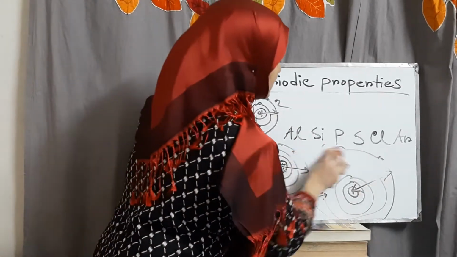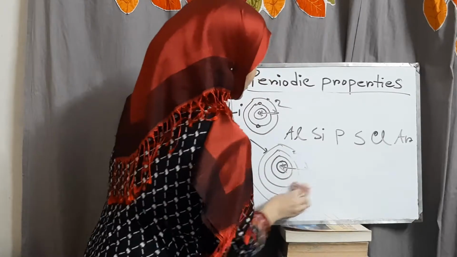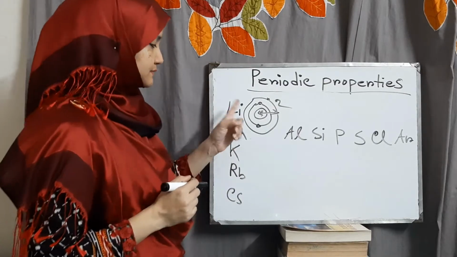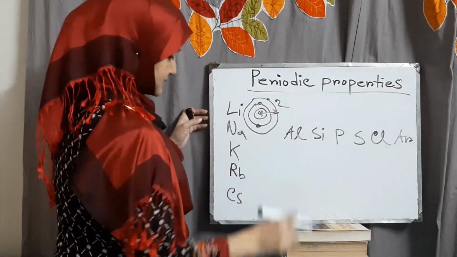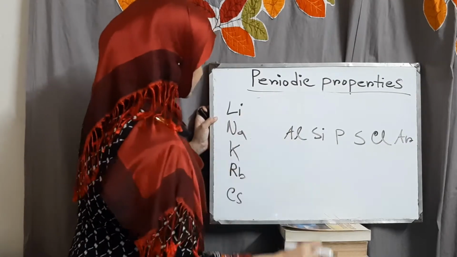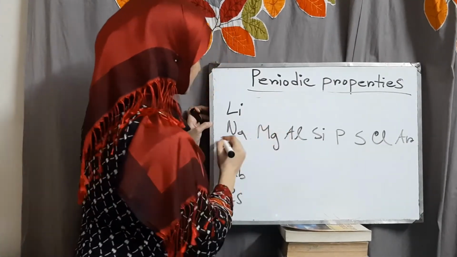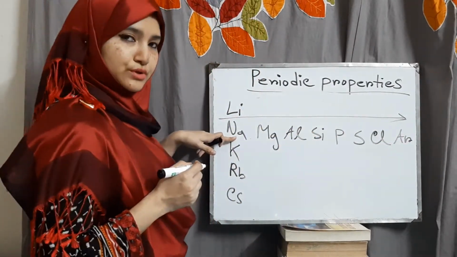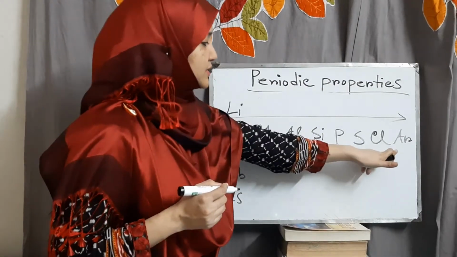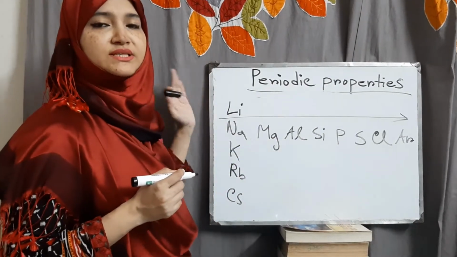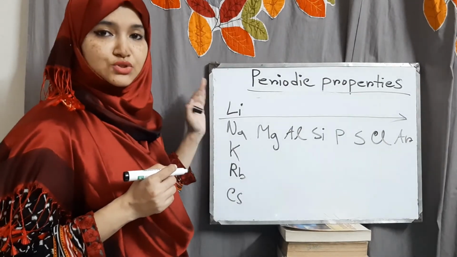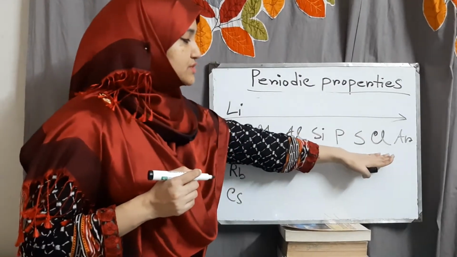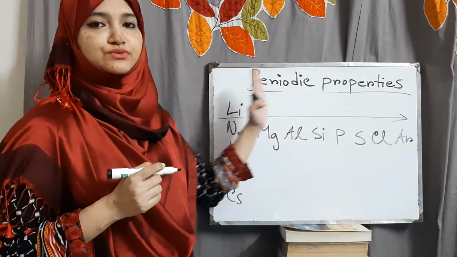And now if we go from left to right, what happens? Look at this. Let's erase this. This is magnesium. Now we have to proceed from left to right. For all these elements, the period is 3. That means the outermost shell is 3. The total shell number is 3. That means their number of shells remains unchanged from left to right.